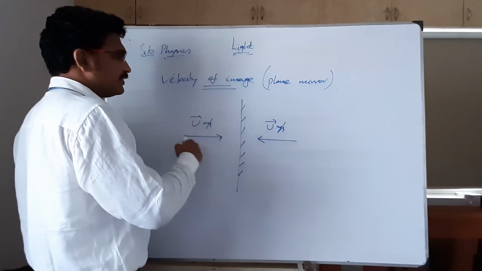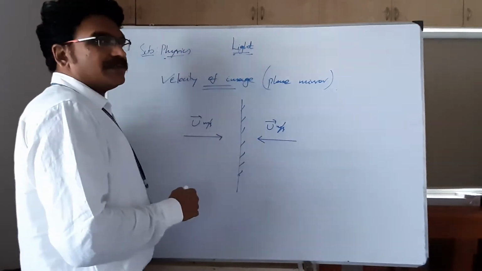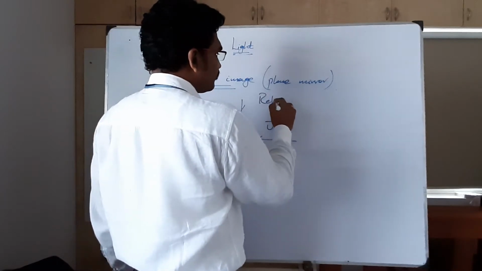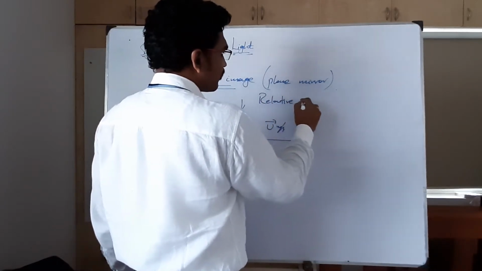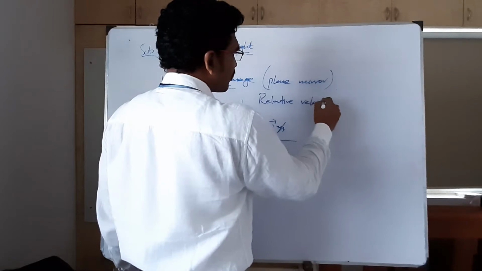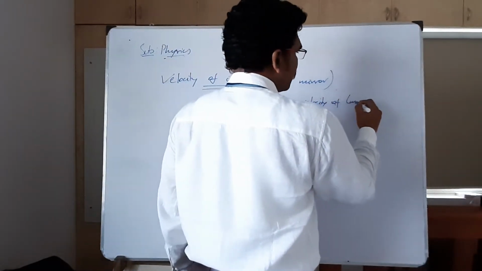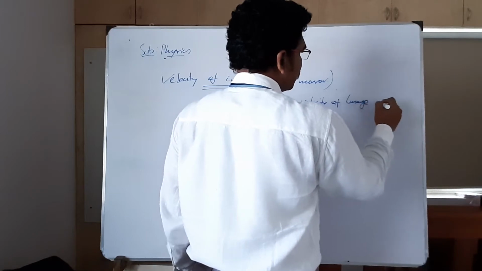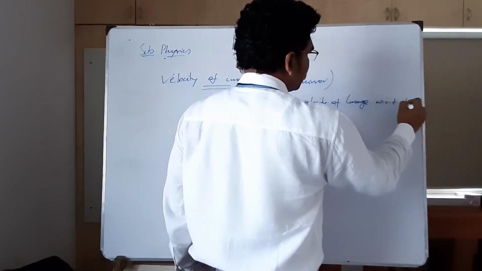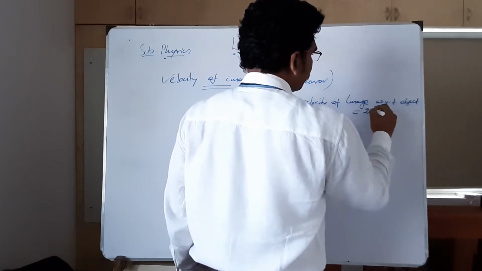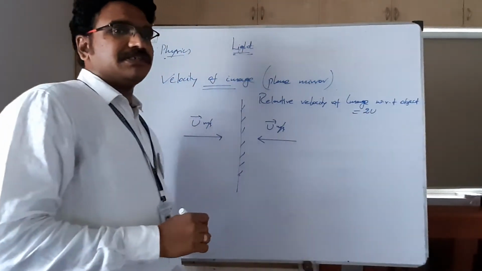Now when the object is moving and the image is moving, we have calculated the relative velocity. Relative velocity of image with respect to object is 2u. This is what we discussed yesterday.